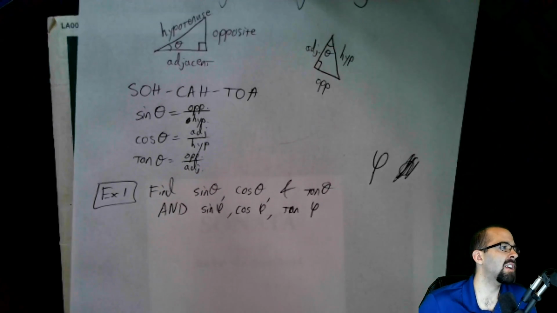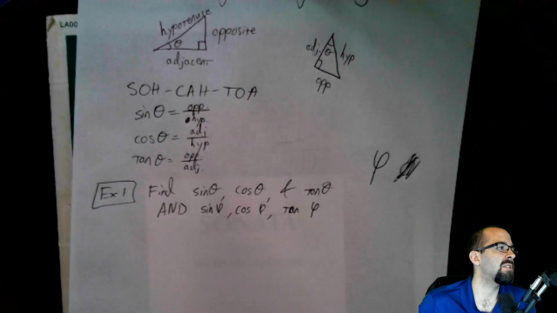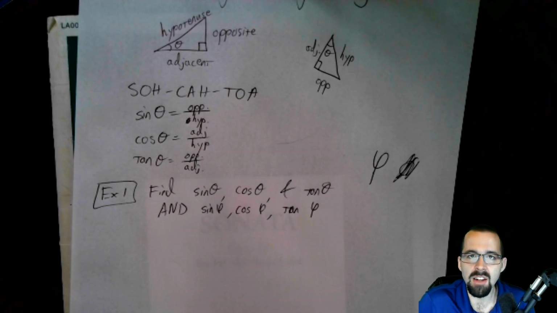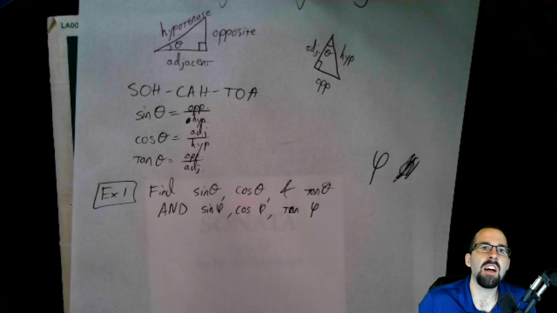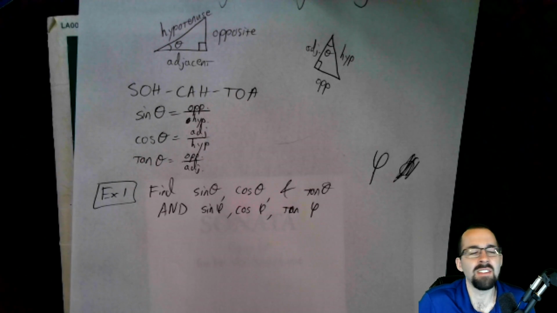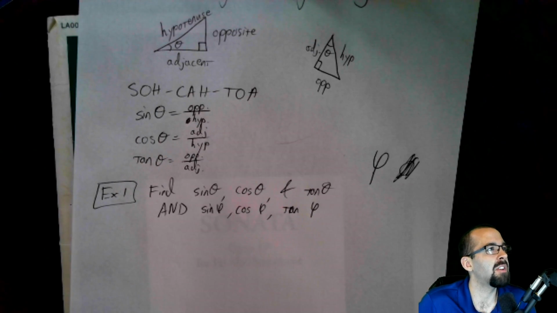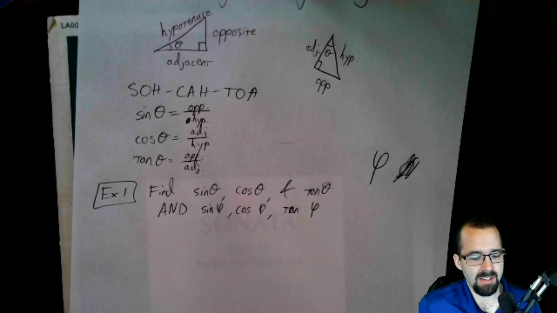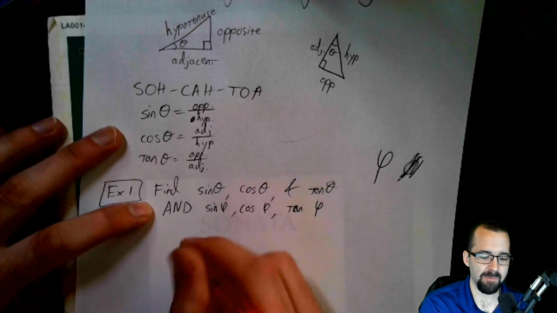In fact, lowercase Greek letters are very commonly used as angles. You're going to see a lot of theta, a lot of phi, a lot of alphas, betas, sometimes some gammas, maybe a couple other ones as well for angles, but those are the big five. All right, so let's go.